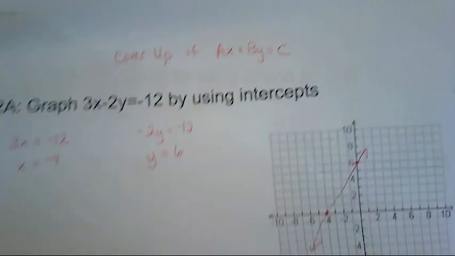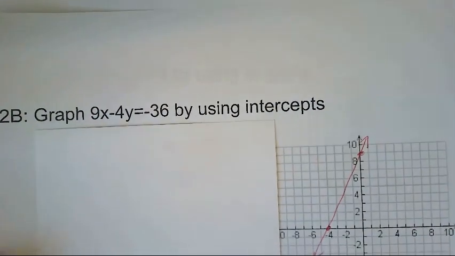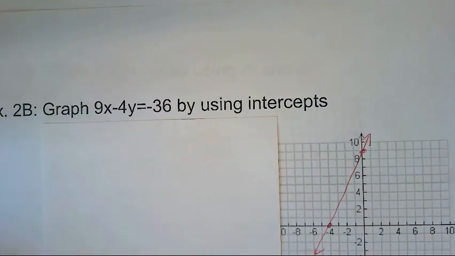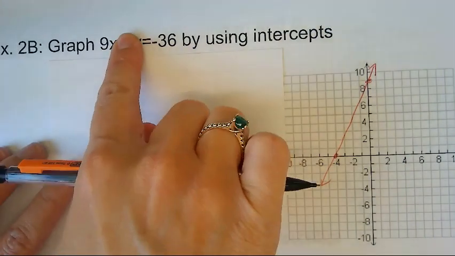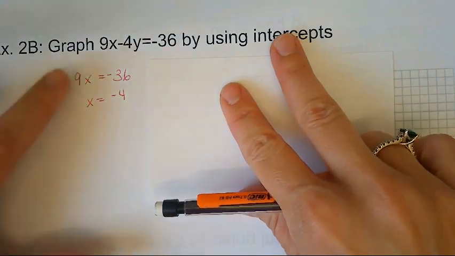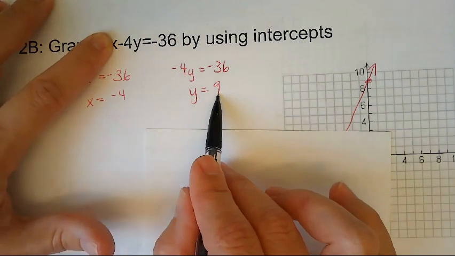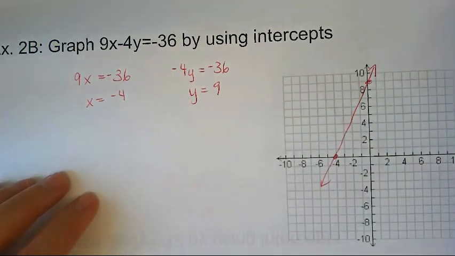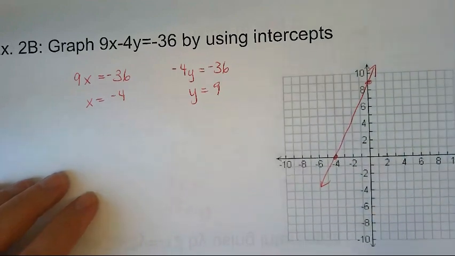Okay, go ahead and pause the video and try the got it question. So in the got it question, do the cover up again. So if you cover it up for your x-intercept, you should be getting -4. If you cover it up to get your y-intercept, you should be getting a +9. So just be careful on signs on that one. So y-intercept is +9, x-intercept is -4, and then just draw your line.